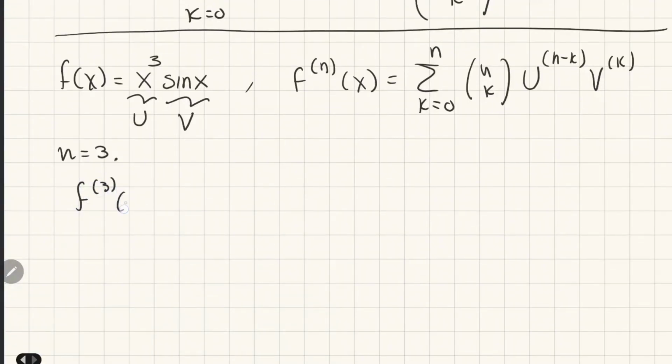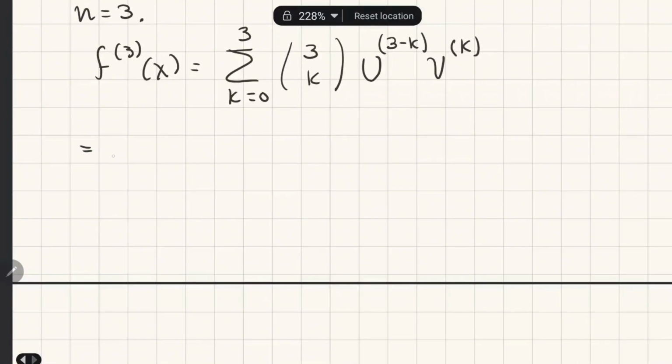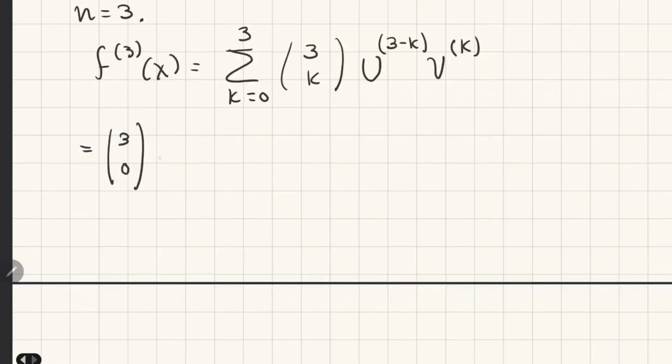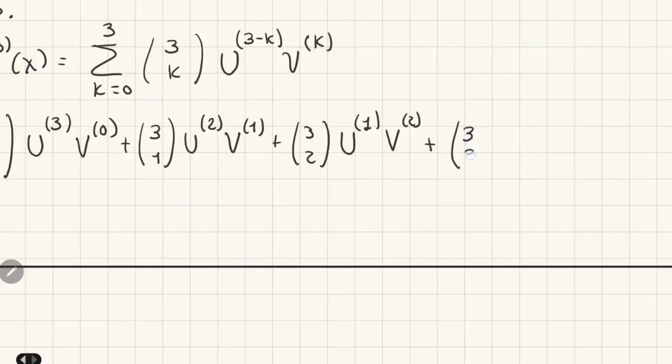Perfect. So the third derivative of f is going to be the sum from k equals 0 up to 3 of 3 choose k, u to the 3 minus k, b to the k, which is going to be 3 choose 0, u to the 3, b to the 0, plus 3 choose 1, u to the 2, b to the 1, plus 3 choose 2, u to the 1, b to the 2, and then plus 3 choose 3, u to the 0, b to the 3.